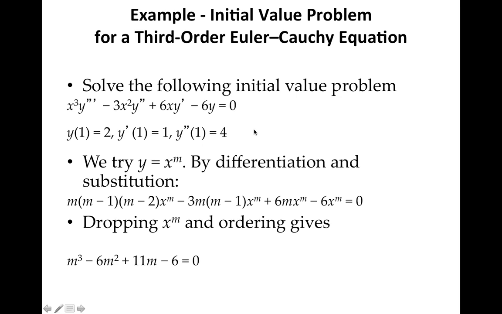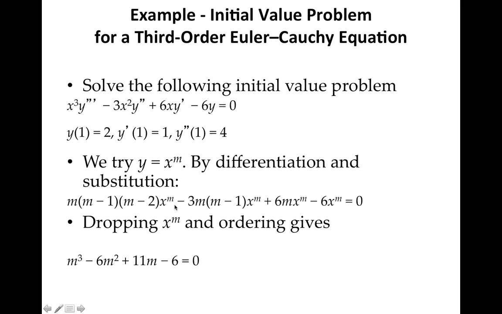So our standard approach with this kind of equation is to substitute y equals x to the m. In the first term in this equation, we need the third derivative of y. So we basically differentiate this expression 3 times, which is what gives us this term in the equation. So the m is from the first derivative, the m minus 1 is from the second derivative, the m minus 2 is from the third derivative. And then notice we have an x cubed term.